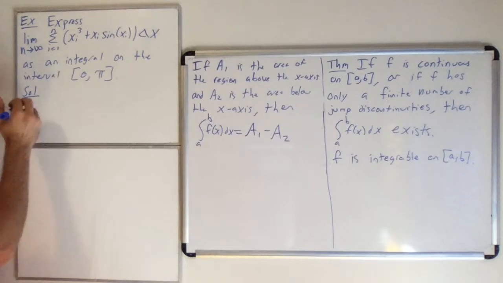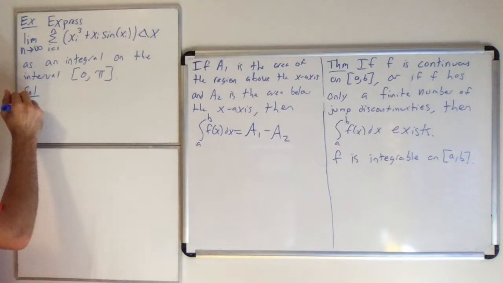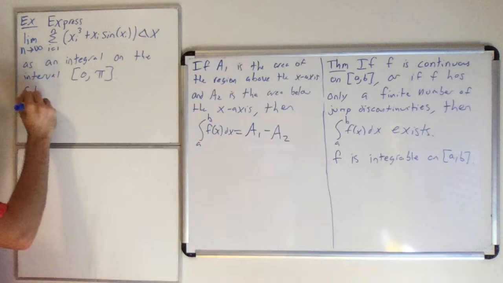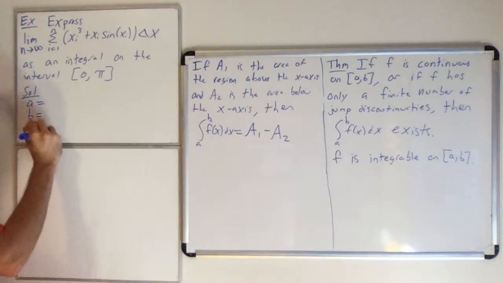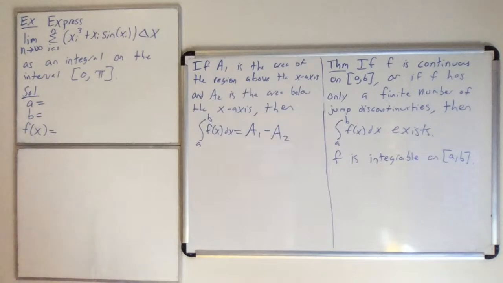So the bits of information we need: we need a, we need b, and we need f of x. Does somebody want to share what a and b are in this example? And if you really want to, does anybody want to share what f of x is in this example?